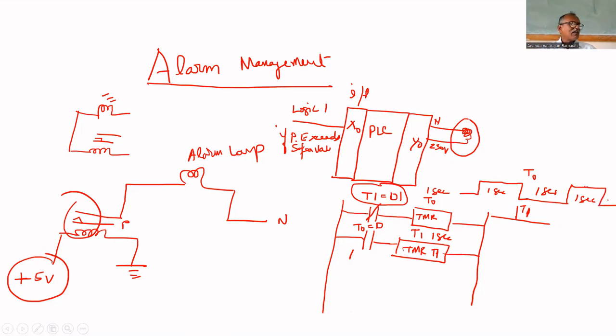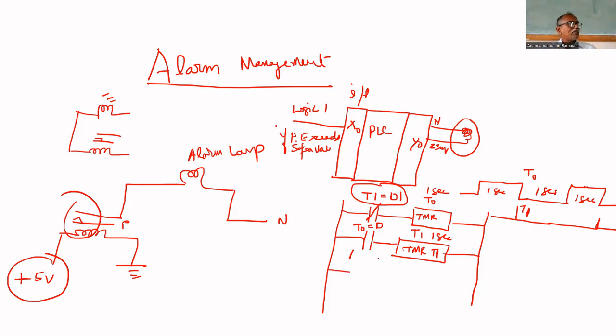Therefore, T0 will be a square wave of 1 second duration. T1 will be like this: a pulse will come every 2 seconds. Every 2 seconds, T1 will generate a pulse. That's all. It turns on, and immediately it turns off. Therefore, this T0 can be used to blink the lamp. So T0 can be used to turn on the lamp.